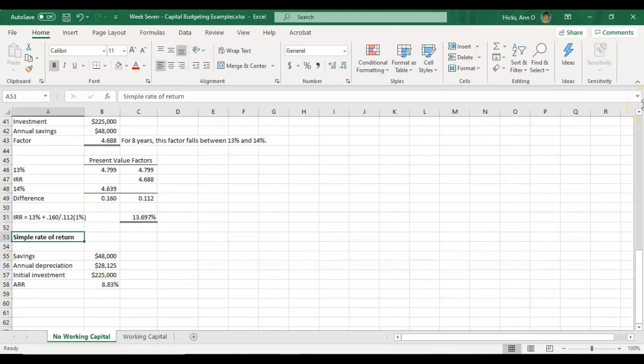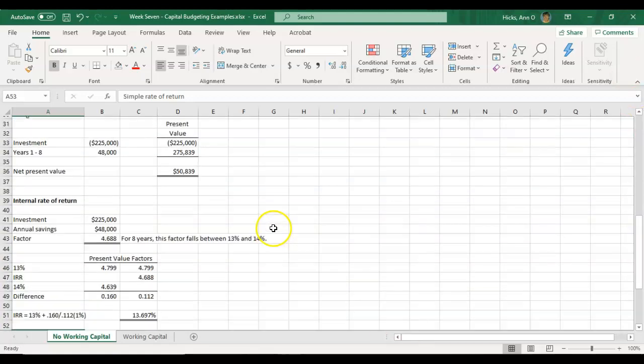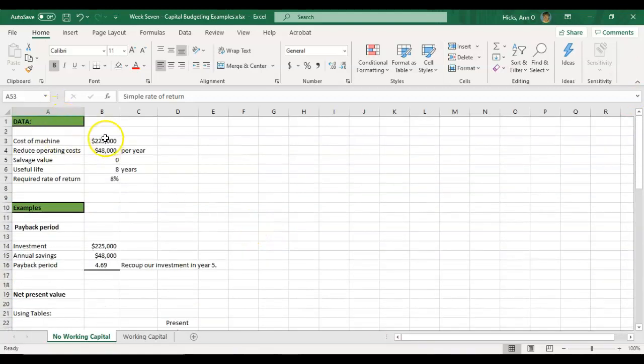Now, the last method is what's called a simple rate of return. It's sometimes called the accounting rate of return, because what you're doing here is determining the rate of return of income on your investment, not cash flow. Now, for us, what that means is that we need to determine the amount of depreciation on this machine that we're acquiring. And we're going to be very simple.